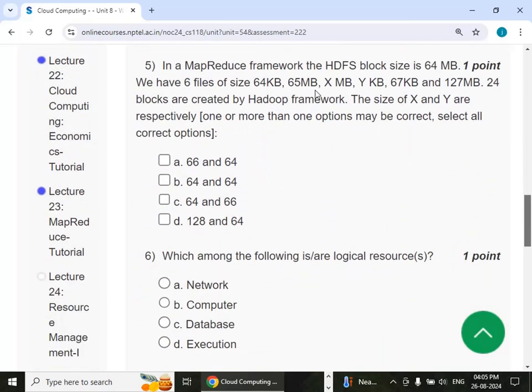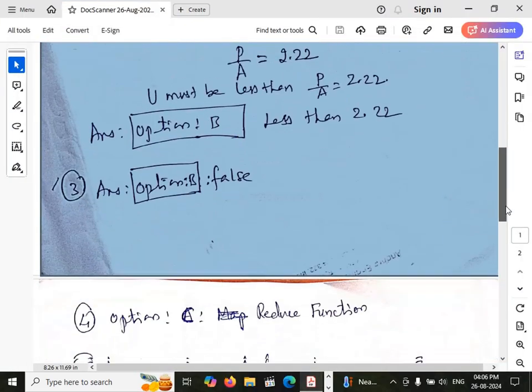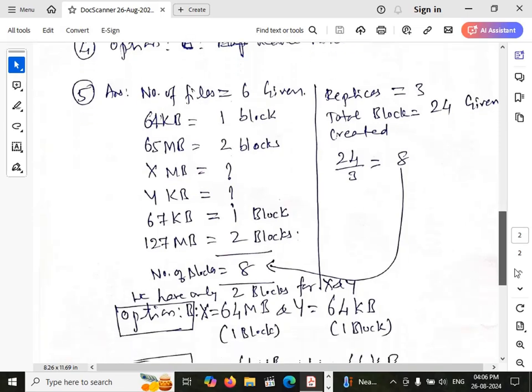In a map reduce framework the HDFS block size is 64 MB. We have 6 files of size 64K, 65 MB, XMB, YKB, 67K and 127 MB. 24 blocks are created by Hadoop framework. Now we have to find what is the size of X and Y respectively. So the solution for this is fifth one.